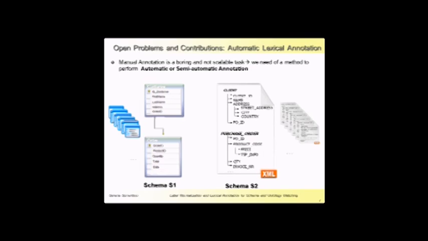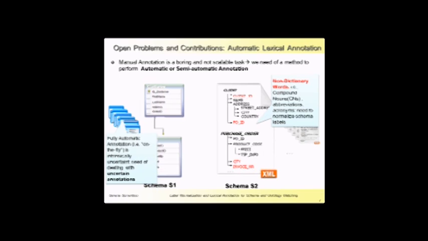In order to perform automatic or semi-automatic lexical annotation, we need to address the problem of the presence of non-dictionary words in schemata. These non-dictionary words may be abbreviations, compound nouns, acronyms, and so on. These labels cannot be directly, automatically annotated, as they don't have an entry in WordNet. As a consequence, we need to study a method to perform schema label normalization. Moreover, fully automatic lexical annotation is intrinsically uncertain. Thus, we need to deal with the problem of uncertainty in automatic lexical annotation.